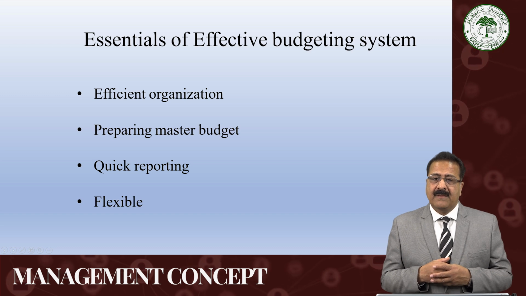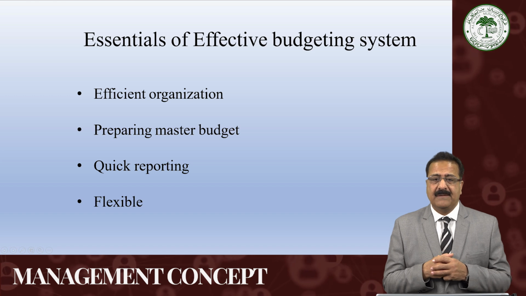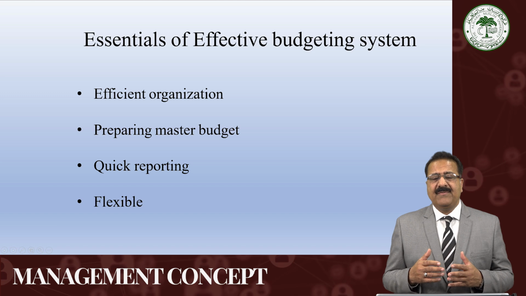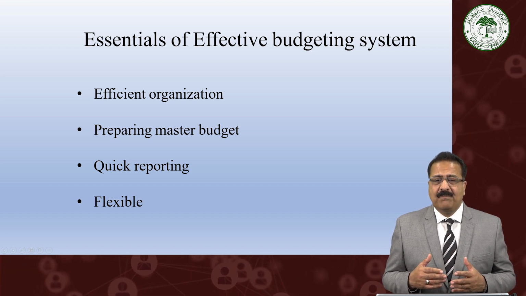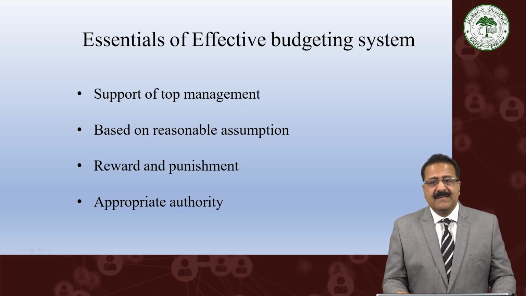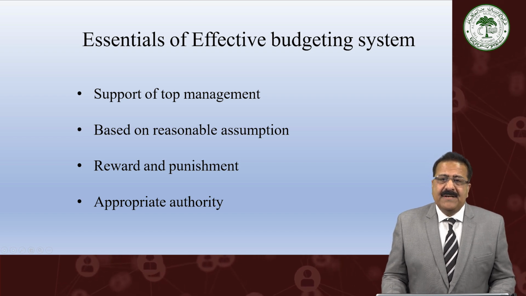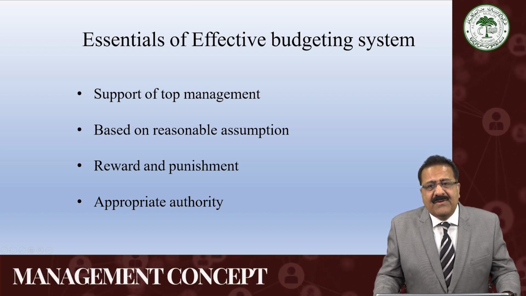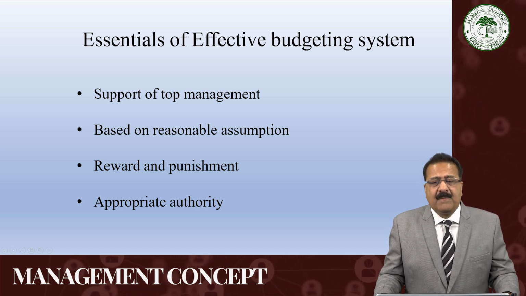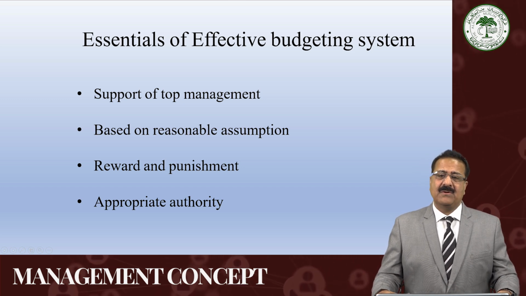And there is another important essential of an effective budgetary control system, that is quick reporting. The reporting should be done instantly before it becomes late, because if it becomes late, then the motive of the control will be defeated. And of course, flexibility is very important for an effective budgetary control system, because rigidity, as we have seen in case of other functions of management also, brings some kind of failure, some kind of unhealthy situation in the organization.